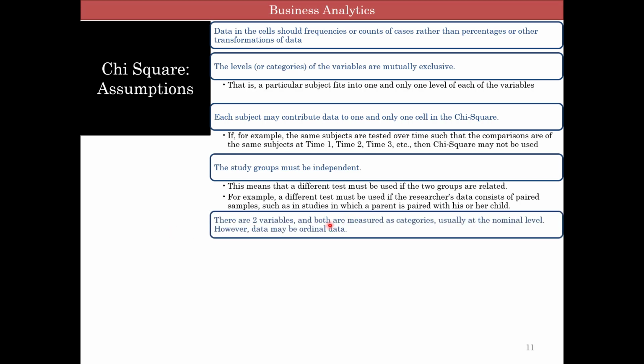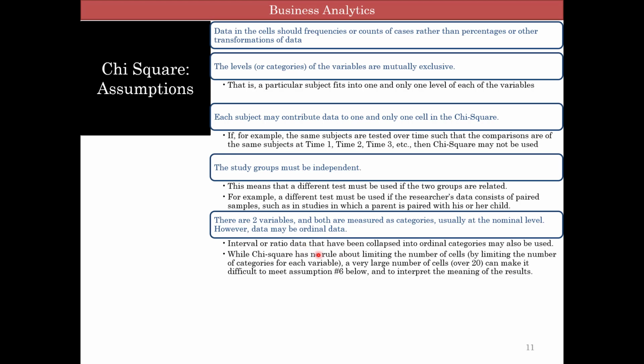There are two variables. Both are measured as categories, usually at a nominal level. However, you could have data in ordinal. Remember the difference between nominal and ordinal. Ordinal data has rank, where 2 may be greater than 1, 3 is greater than 2, but it's really essentially still categorical. Now, interval and ratio data that have been collapsed into ordinal categories may be used. So let's say you use grades and you put them as A, B, C, and these are actually categorized now, you can use them.